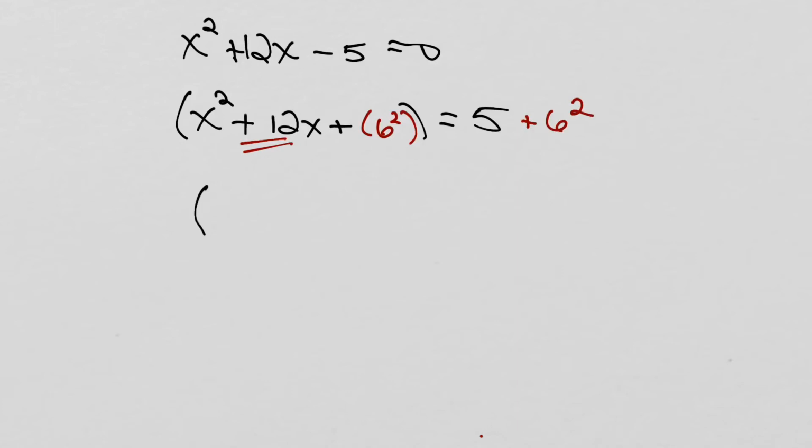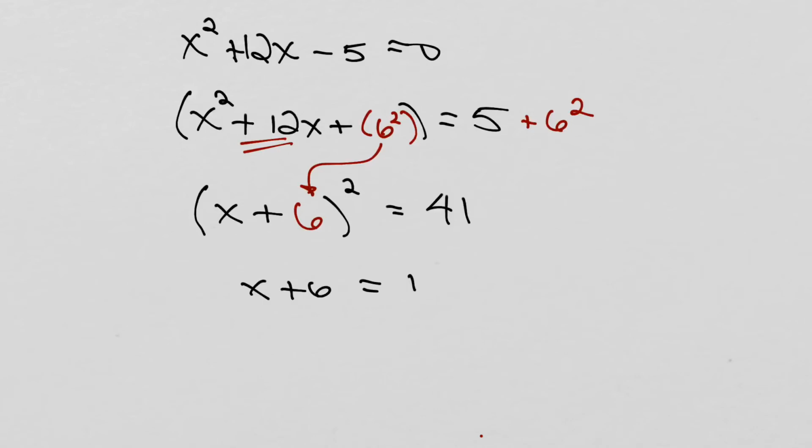Okay. And again, the way this factors, it's x plus whatever number this is. In this case, it's a positive 6. It'll be that quantity squared equals 5 plus 36 gives me 41. And then to solve this, take the square root to get x plus 6 equals plus or minus the square root of 41, which is between 6 and 7. And I can take that 6 over to get negative 6 plus or minus the square root of 41. That's my two solutions. All right.